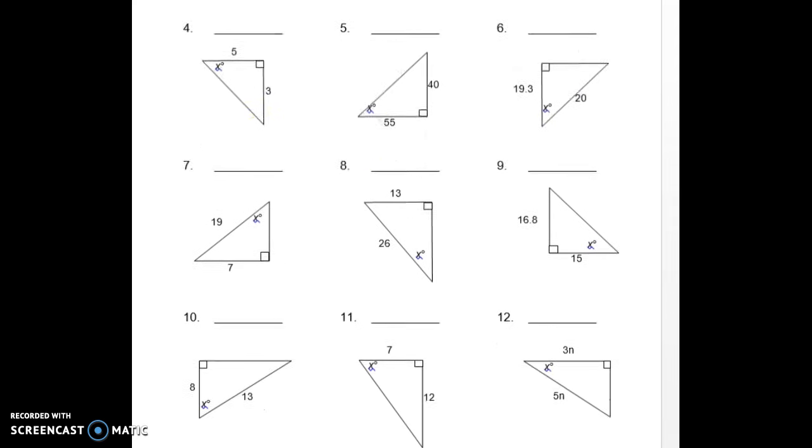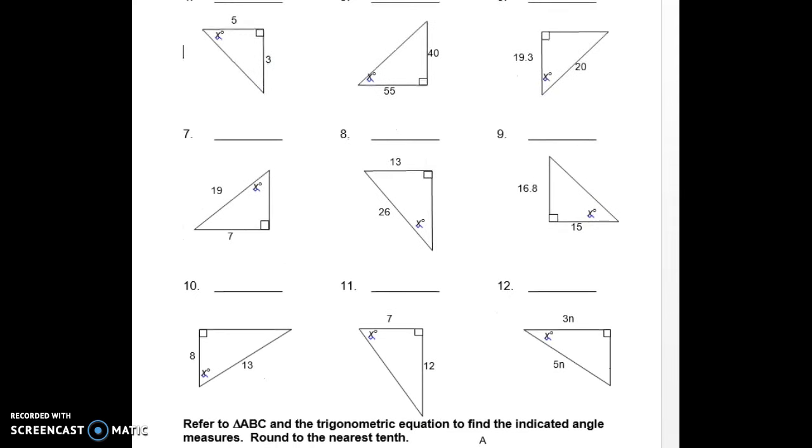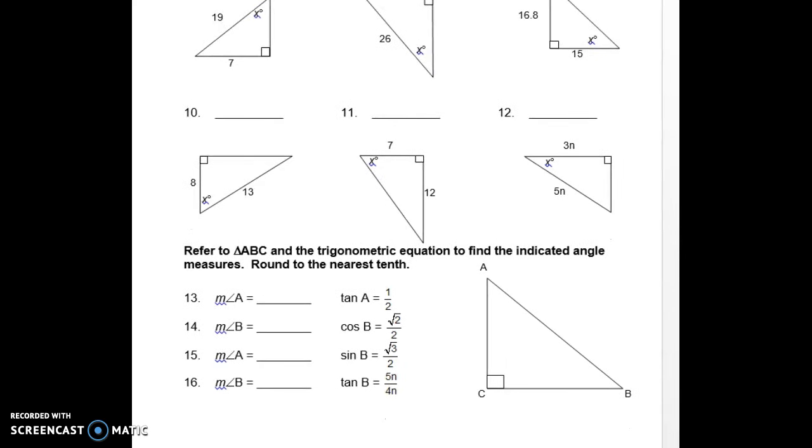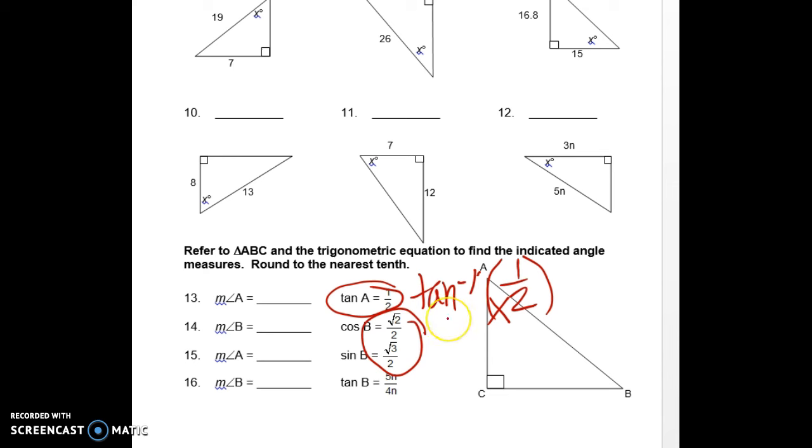So I'm going to go down to this part because I had a few questions on it. This is exactly the same thing, just written a little bit differently. So they want to know the tangent of A. That's like if I just had an x right here, it'd be the same thing. So you would do tangent inverse of 1/2, just like that. And when you're doing these ones with the square root symbol, you just put it in there. So it would be the inverse cosine and then the square root of 2 divided by 2.